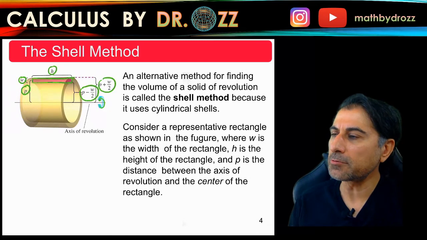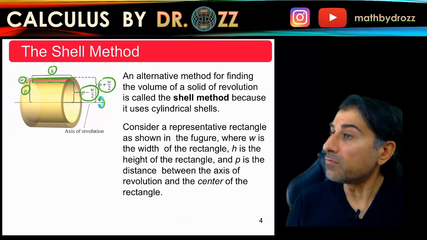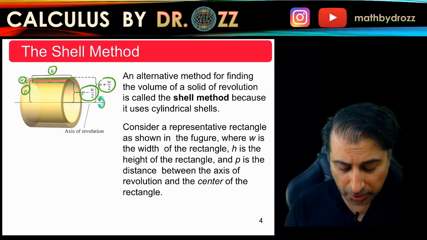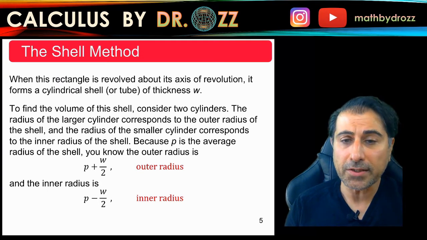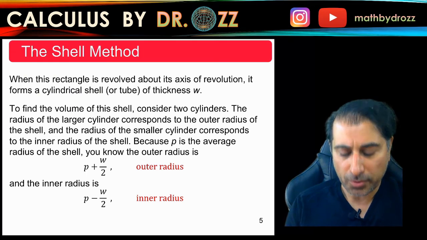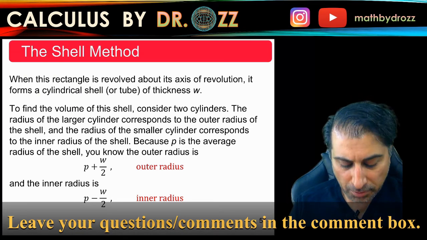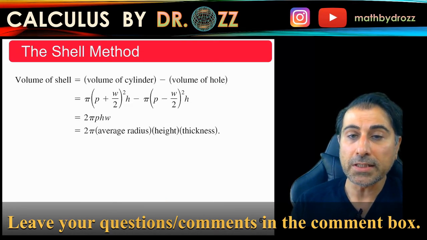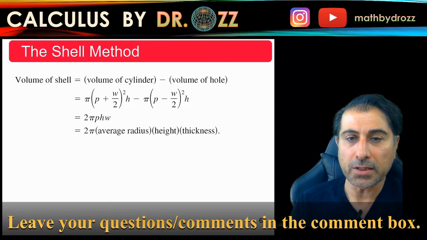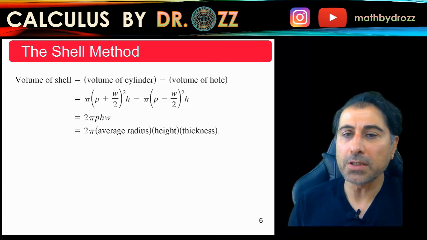All right, let's zoom everything back in, and we're trying to revolve this rectangle around the axis of revolution to get a cylindrical shell. In the next slide, we're going to evaluate the volume of this representative shell. First off, we have the outer radius and the inner radius of the cylinder. One is p plus w over 2, and the other is p minus w over 2. We calculate the volume of the outer cylinder and the volume of the hole, which is the inner cylinder, and when we subtract them, we get the volume of the shell.